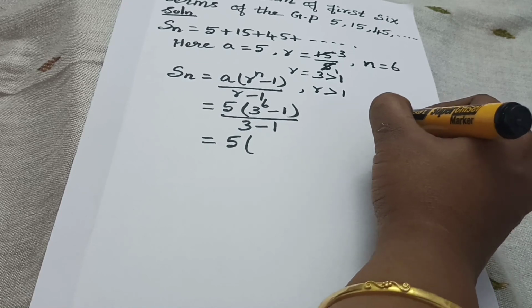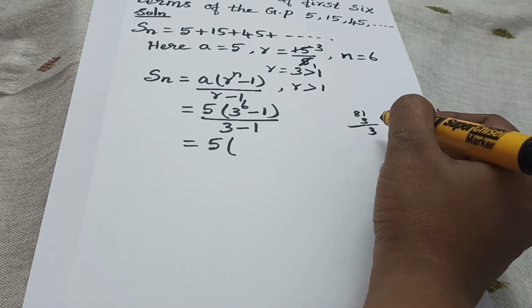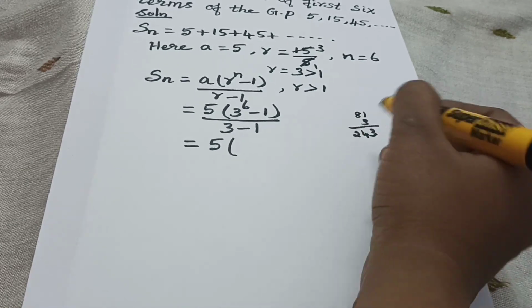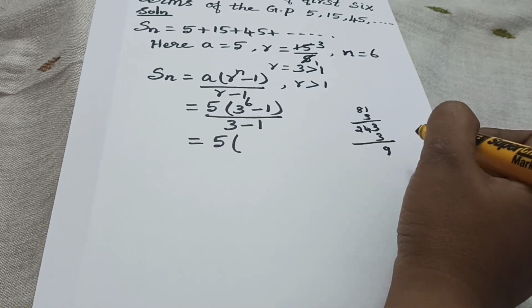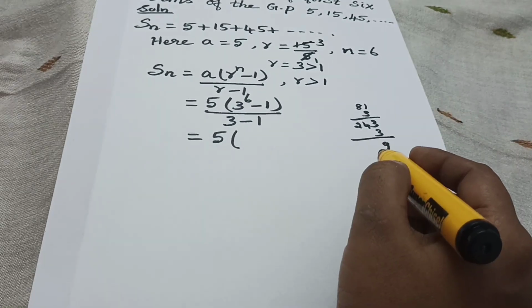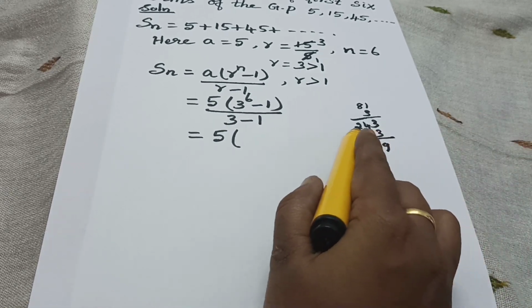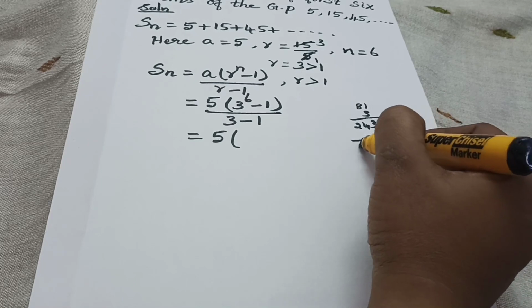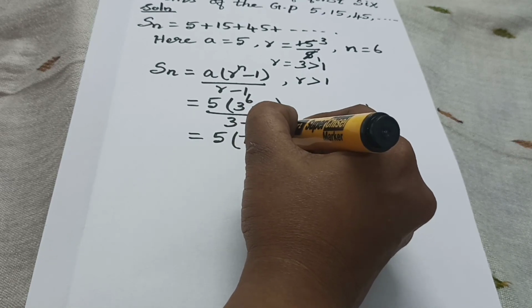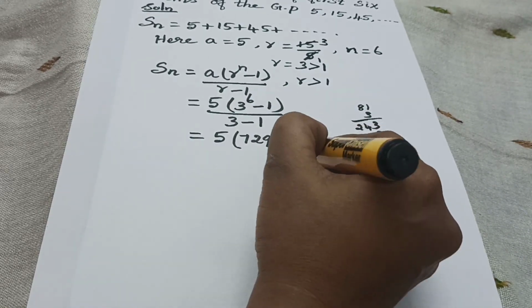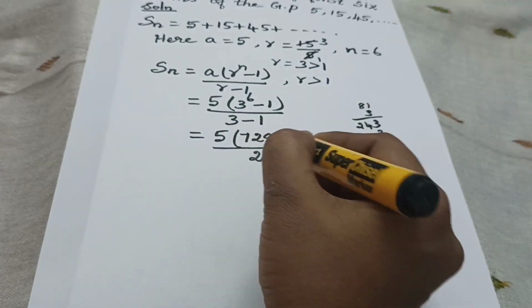Then 81 into 3, multiply: 1 3 is 3, then 8 3s are 24, isn't it? Then one more 3 also we have to multiply. What will we get? 3 3s are 9, then 4 3s are 12, 1 balance, then 3 2s are 6, plus 1 is 7. Then 729 minus this 1, close the bracket, divided by 3 minus 1 is 2, correct?